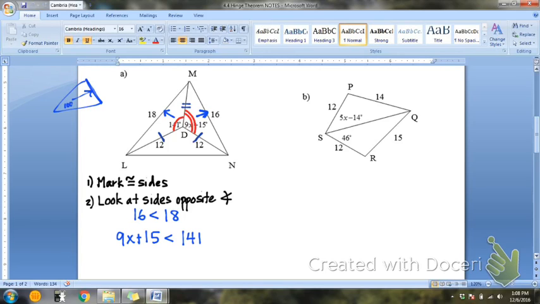We just look at the angles that are across from the sides. So across from 16 is 9x plus 15. So instead of starting from the inside point out, you're going from the outside in. Yes. Because we're trying to find x, which is an angle. So if you try to find an angle, you have to start with sides.